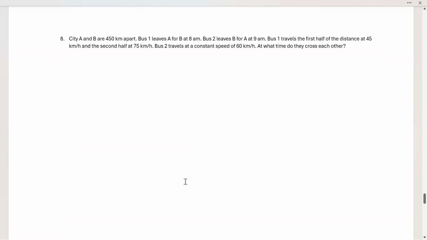I'm going to question 8. What does it say? City A and B are 450 kilometers apart. Okay. Bus 1 leaves A for B at 8 a.m. Bus 2 leaves B for A at 9 a.m. Our times are different. The bus 1 travels the first half of the distance at 45 kilometers per hour. The second half at 75 kilometers per hour. The bus 2 travels at a constant speed of 60 kilometers per hour. At what time do they cross each other? Okay. चलिए, let's see.